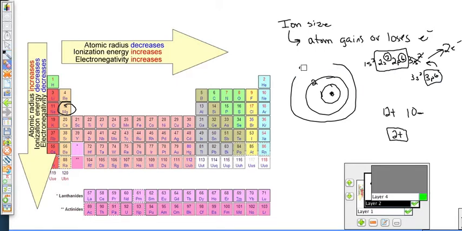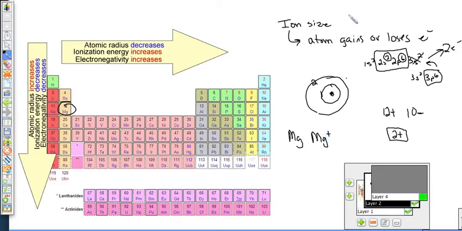Now watch this. When this loses those 2 electrons, it loses that whole outer energy level. So the size of magnesium just went from this to this. So if you were asked which one is bigger, a magnesium ion or a magnesium atom, well, the ion has lost a whole energy level. So it's going to be way smaller.